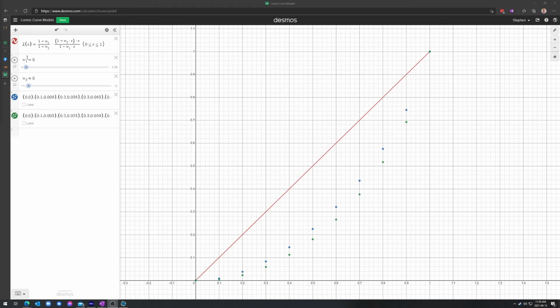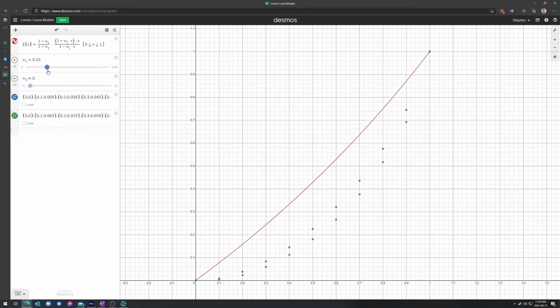Here's another model, and we have 1 minus w1 over 1 plus w2, and that's being multiplied by another fraction, 1 plus w2x times x over 1 minus w1 times x. w1 and w2, again, are these parameters that we can adjust to try to make this model fit the data. Now, originally in the paper that I found this model, this was using omega, but Desmos doesn't really treat Greek letters as friendly. So why don't we go ahead and see how this model fits our data?